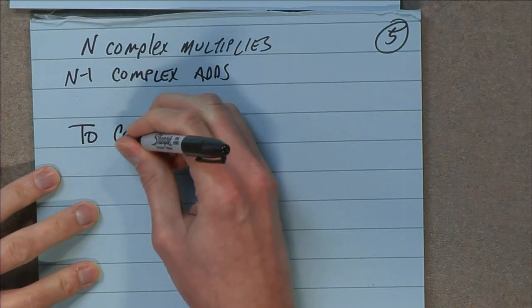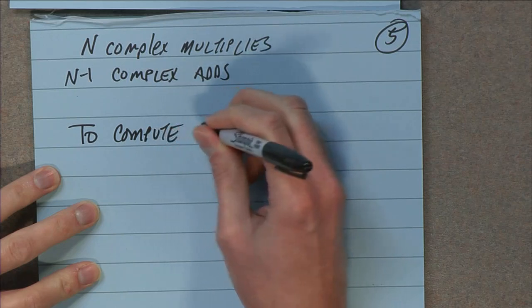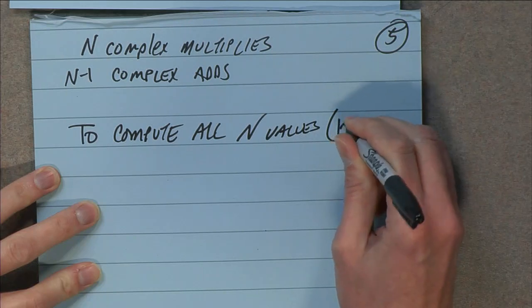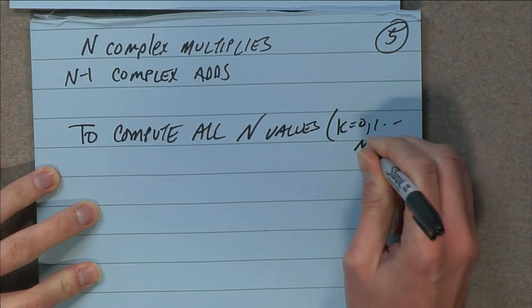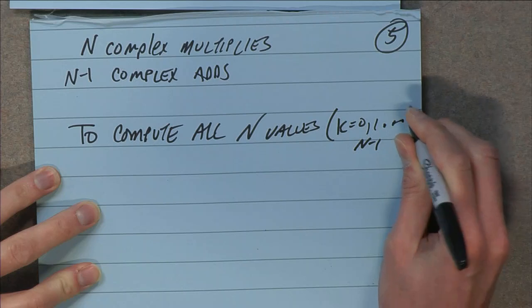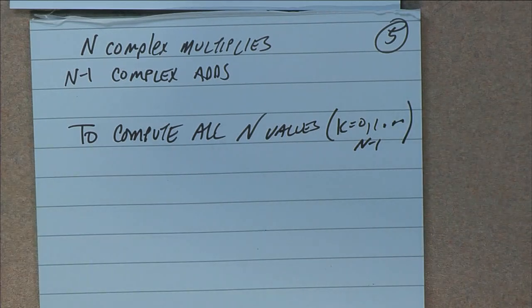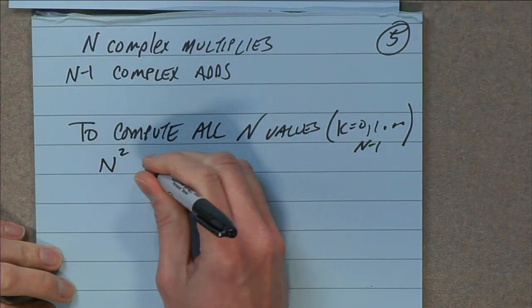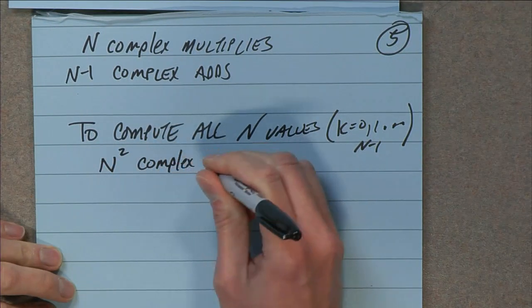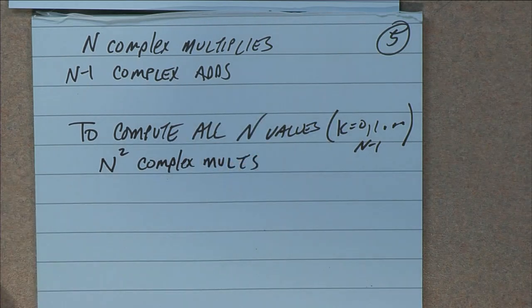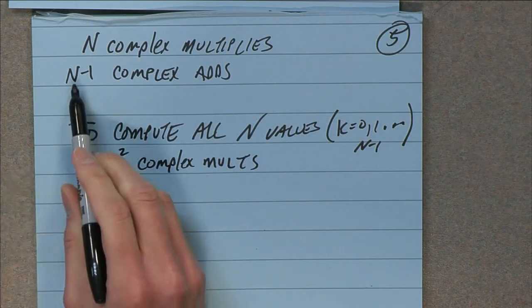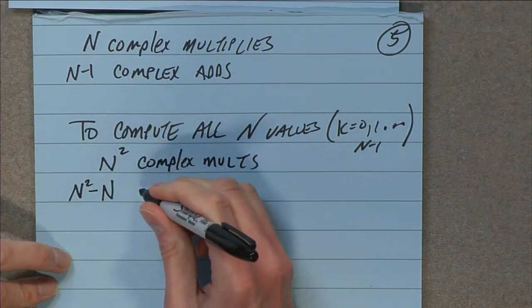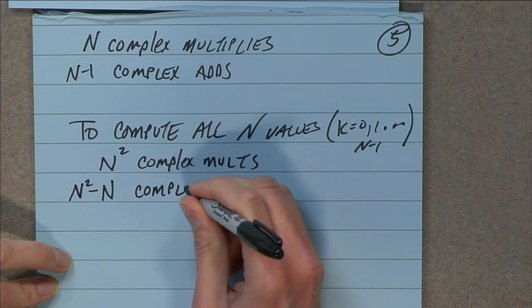So suppose you don't want one, but to compute all n values, right? Because k was 0, 1, dot, dot, dot, n minus 1. So we've got n different values to compute. So that's pretty straightforward. n times n squared complex multiplies, which I'll abbreviate complex mults. And n times n here is n squared, n times n minus 1 is n squared minus n. So that makes for complex adds.